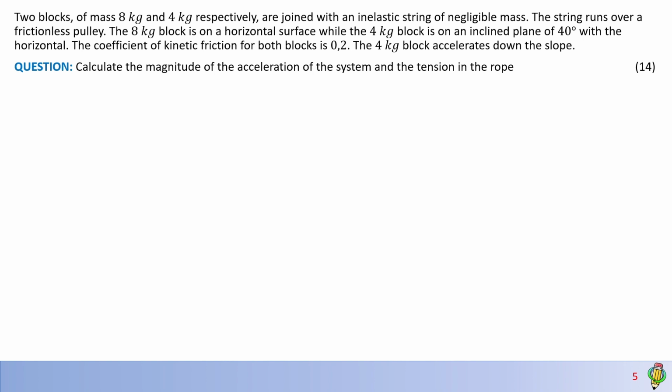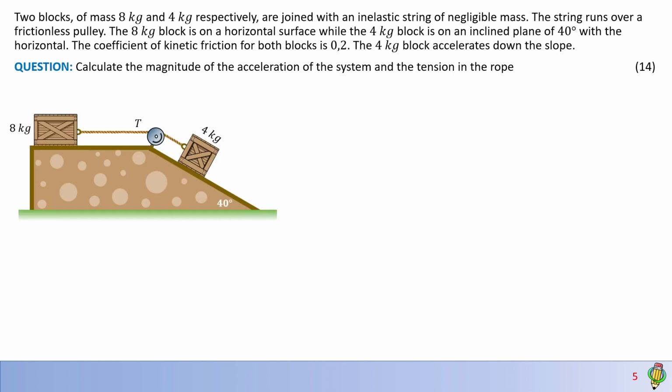The question says calculate the magnitude of the acceleration of the system and the tension in the rope, for 14 marks. So here's the diagram we are given. We know the 4 kg block is going to want to accelerate down the slope, as the question also tells us.